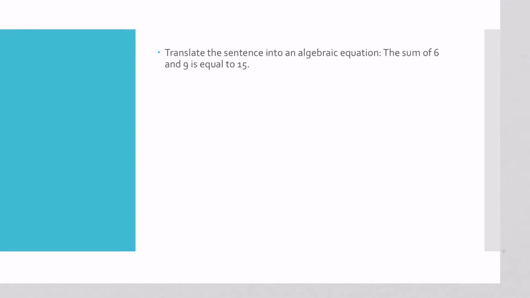Okay, for this problem right here, I'm going to translate the sentence into an algebraic equation. The sum of 6 and 9 is equal to 15. All they want us to do is translate. We don't have to do anything else to it. So the sum means addition: 6 plus 9 is equal to, and sometimes it's easier if you put a box around where you need to put the equal sign, is equal to 15. That's all this problem asked us to do.